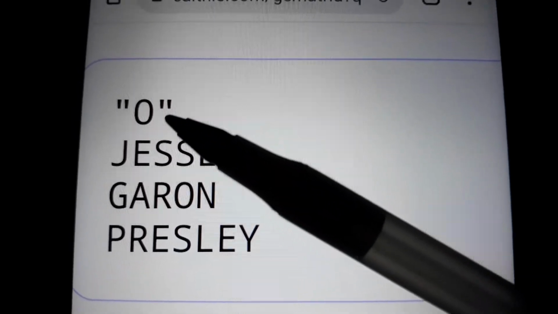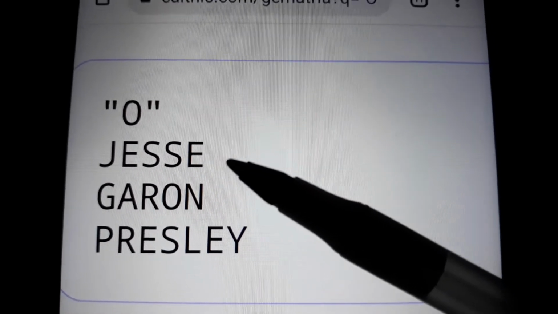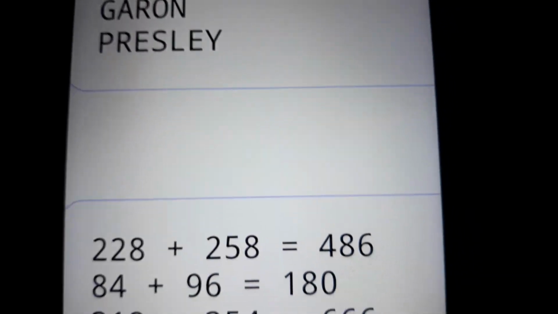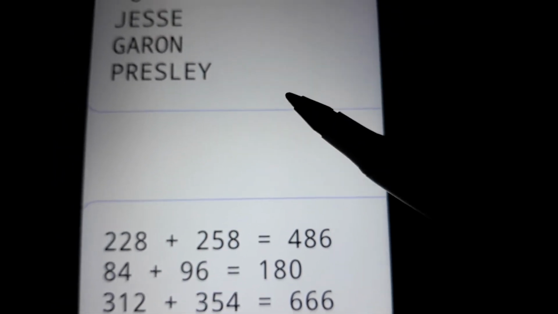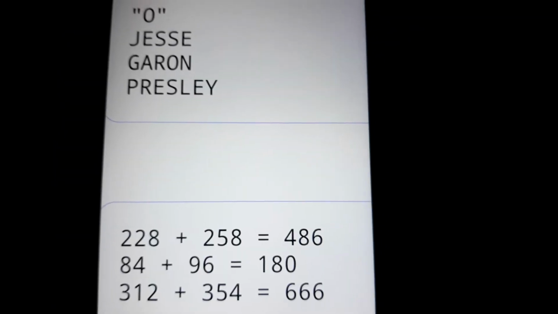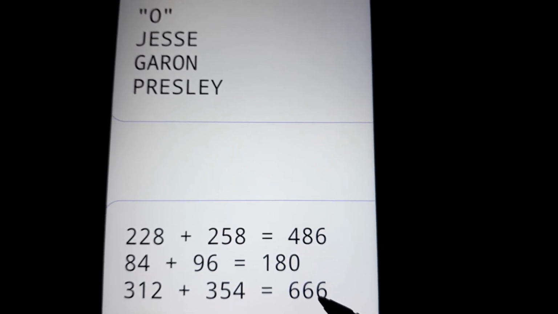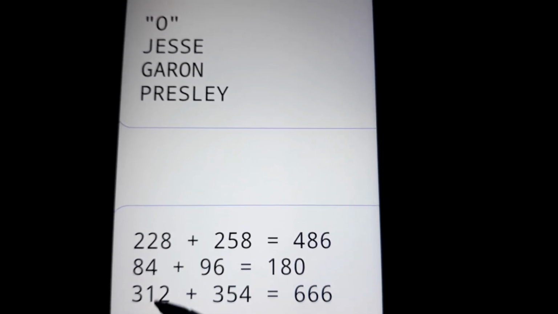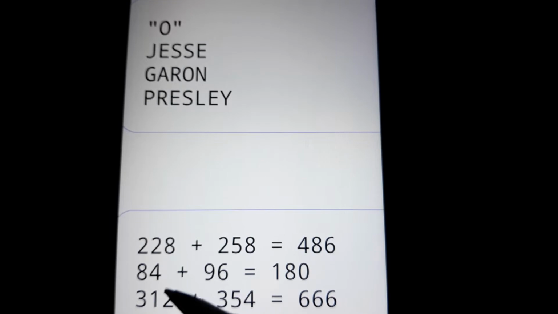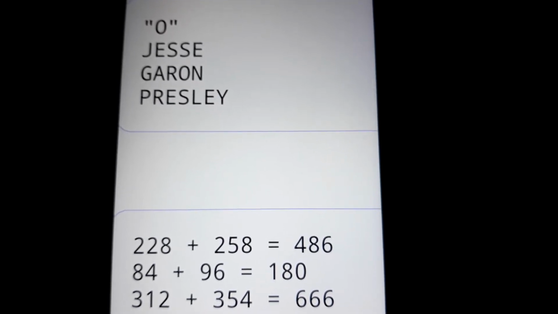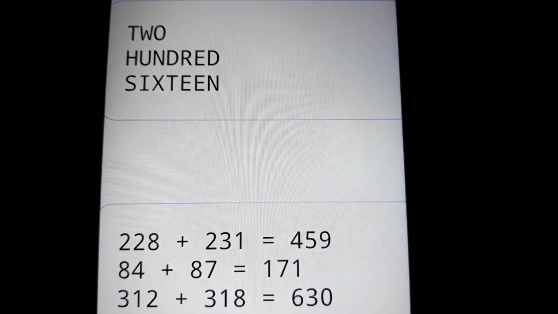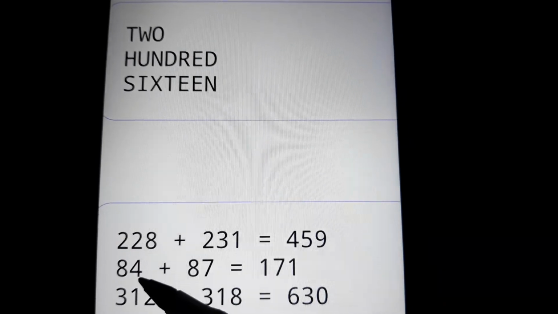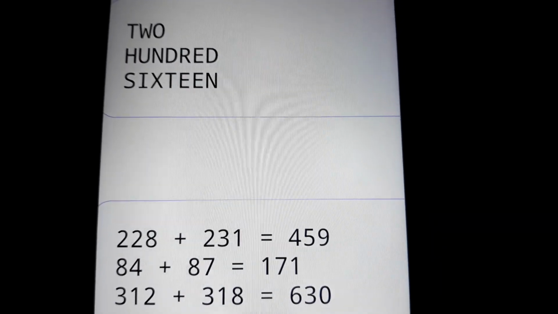Now, let's put the crown on his dead twin, Jesse Garon Presley. Let's see what it equals. Okay. First of all, it equals 666, which is super important. But look at this first row. 228, 84, 312. For 216, it's the first row. 228, 84, 312. Did you see what I just showed you?